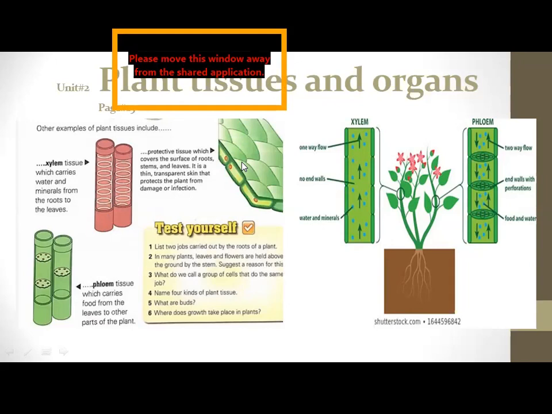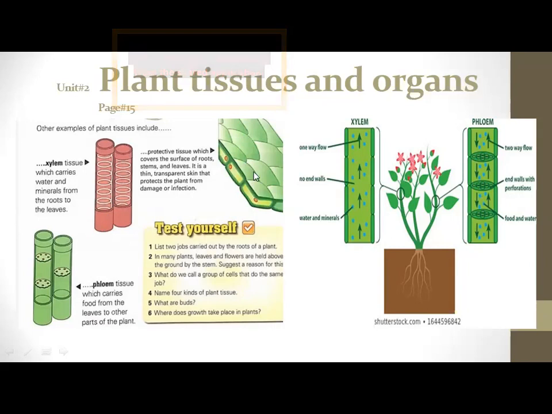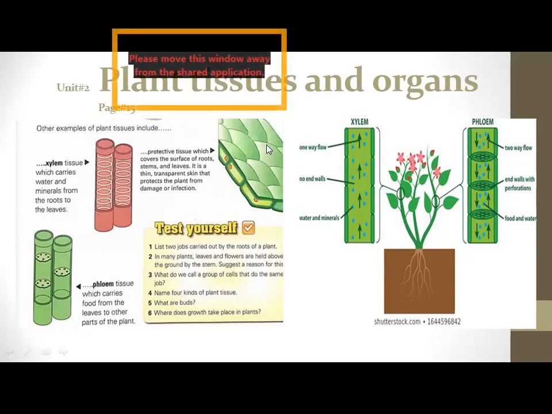You can see here, these are also tissues, called protective tissues. Protective tissues cover the surface of the roots, stems, and leaves. It is a thin, transparent skin that protects the plant from damage or infection. The main function of these tissues is to protect the leaf, stem, roots and other delicate parts of the plant from damage and infection, just as the name resembles.